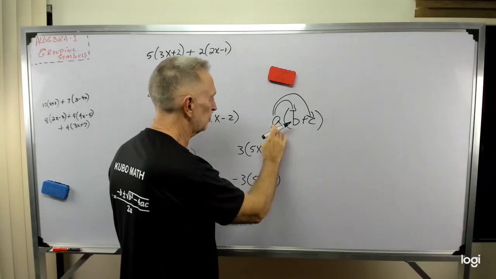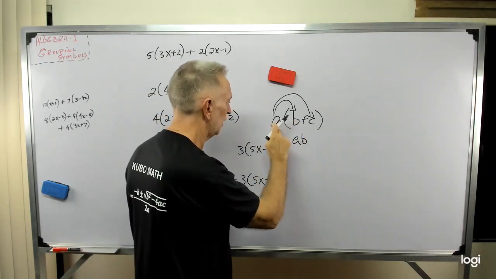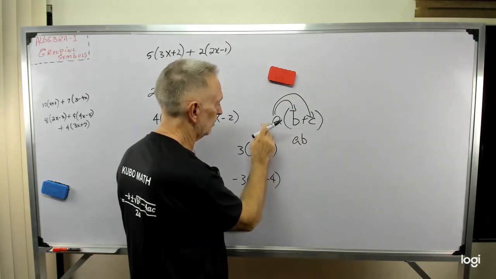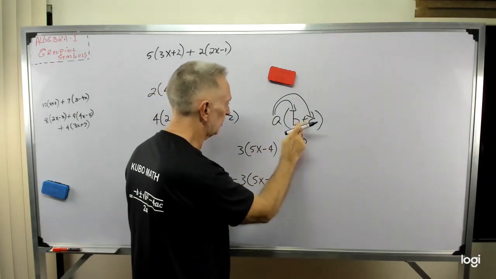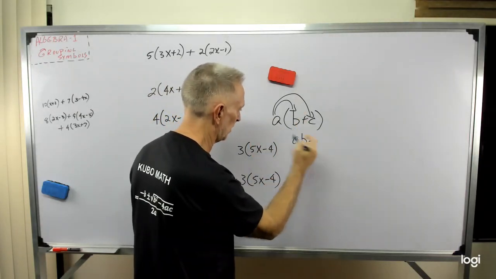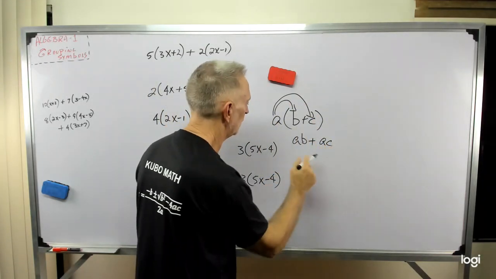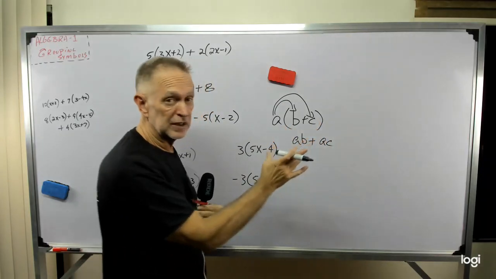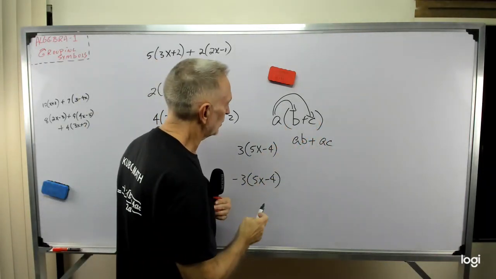In this case, multiply A times B, which would give me AB. And then plus whatever the symbol is here. Well, it depends on if this is negative or positive. But I have a positive times positive, so that gives me a positive. Then A times C gives me AC. So now the grouping symbol, the parentheses, is no longer there. So I have AB plus AC.